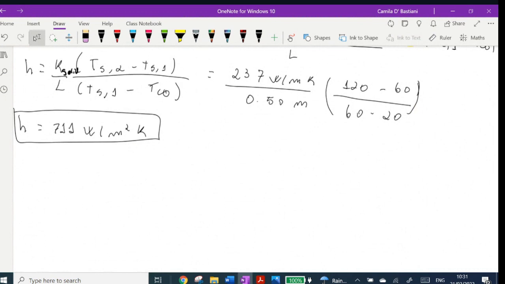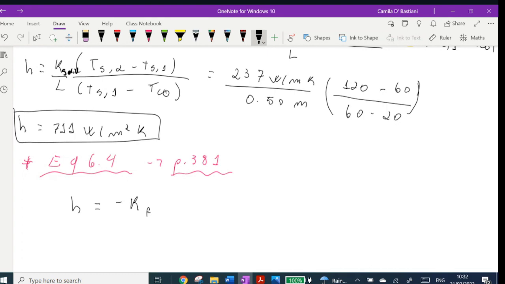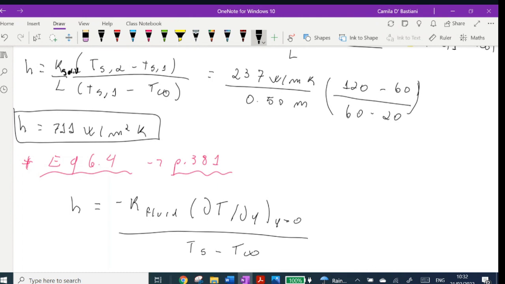Again, going back to our page 381, you are going to find equation 6.4, which tells us that my heat transfer coefficient is equal to minus k of the fluid, attention here, the k of the fluid, times my temperature gradient when y is equal to 0, so at the surface, divided by the temperature of the surface minus the temperature of the water.